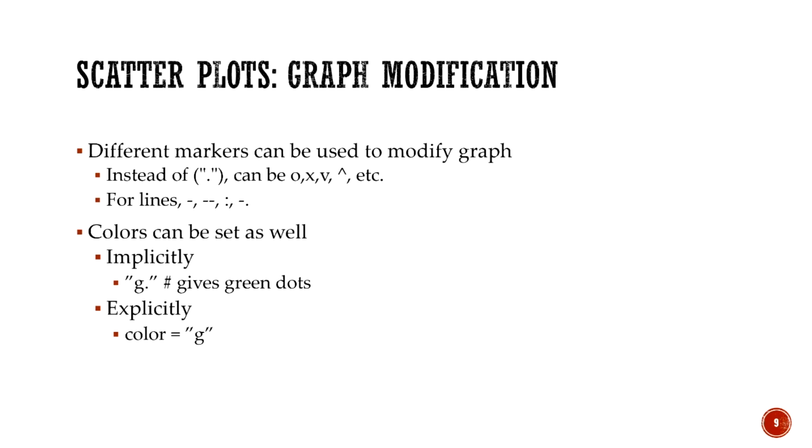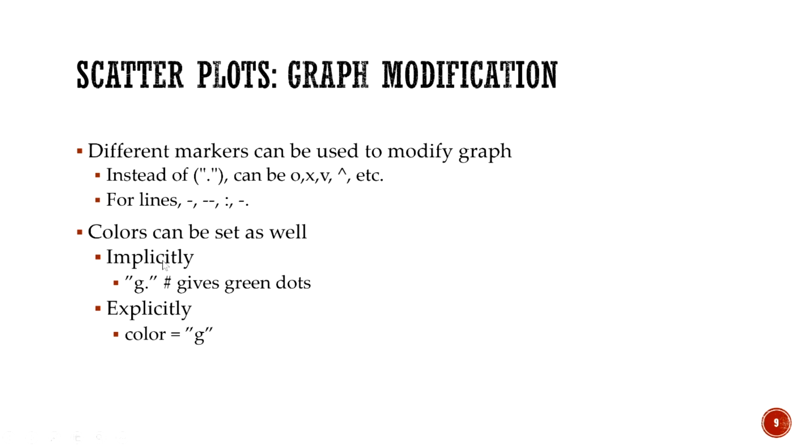Now let's go over some useful methods which help with modifying your graph. So we can apply different markers. So far we used dot, circles, and X. So instead of dot, we can use O or circles, X, V, or hat. If we want to have lines, then you can use the dashed, double dash lines, or 1.